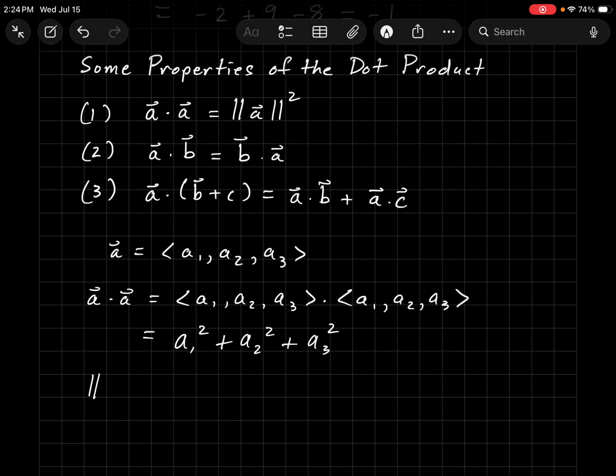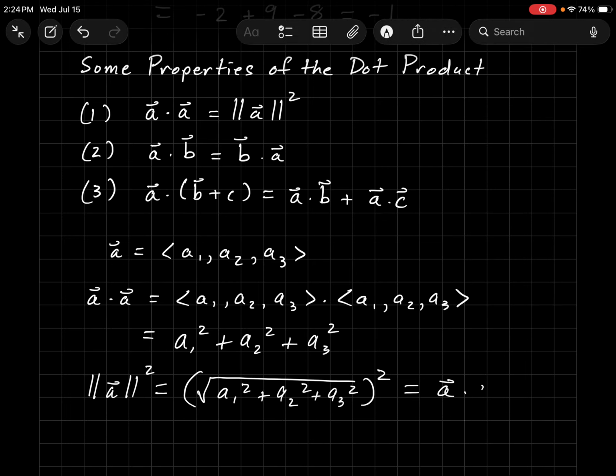Now, if we recall, the magnitude of A is the square root of A1 squared plus A2 squared plus A3 squared. And so if we square both sides, we get exactly A dot A. They are the same thing. So this one, very important. This will show up in a bunch of different places. Make sure you know that one.